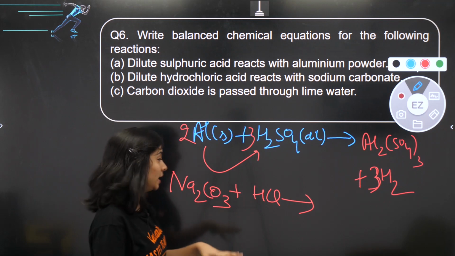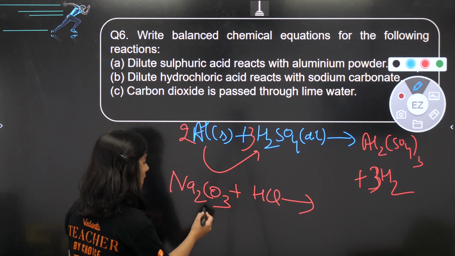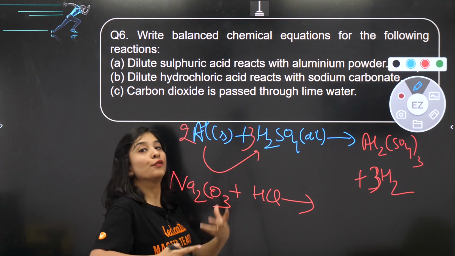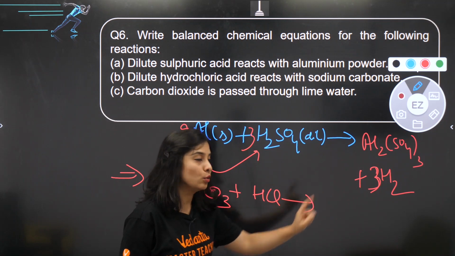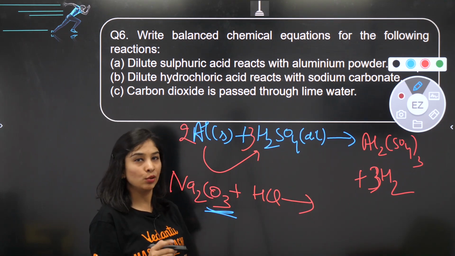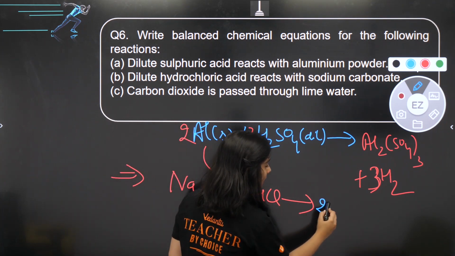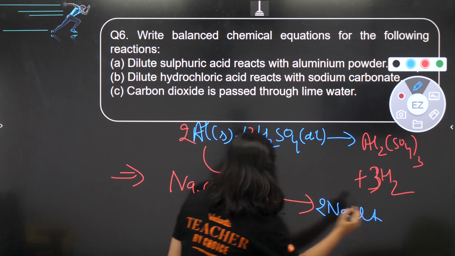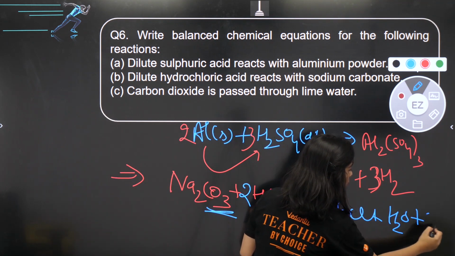I've told you this so many times. Metal carbonate or bicarbonate, whenever it reacts with acid, it's a kind of neutralization reaction only. It makes salt and water with CO2 gas, because one of the products is definitely going to be CO2. So Na with the Cl, 2 NaCl as salt plus 2H, 1 oxygen, H2O plus CO2 gas.